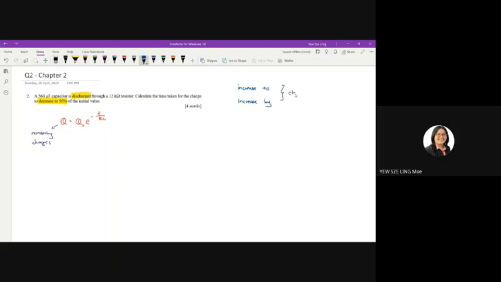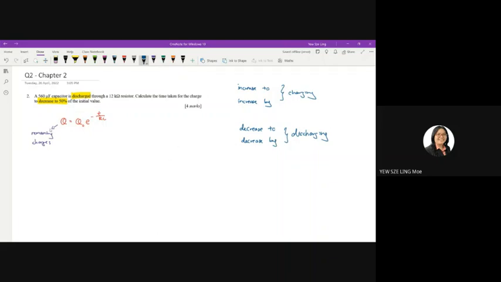This is for the charging process. You need to understand the difference between decrease to and decrease by. So if we say decrease to 30% of its initial value, it means the remaining is 30% of the initial value. If we say decrease by 30%, it means you still have 70% remaining in the circuit, in the charge, all right?